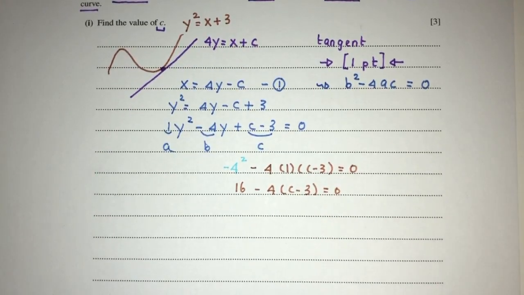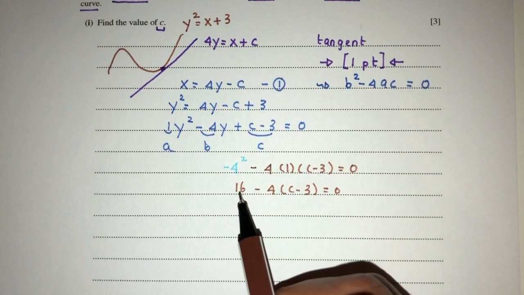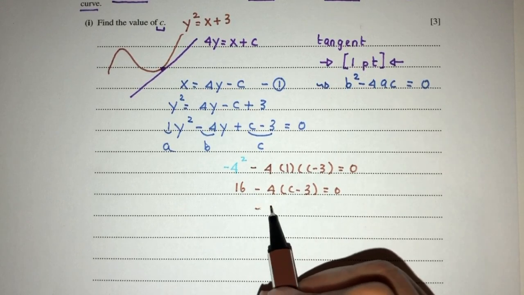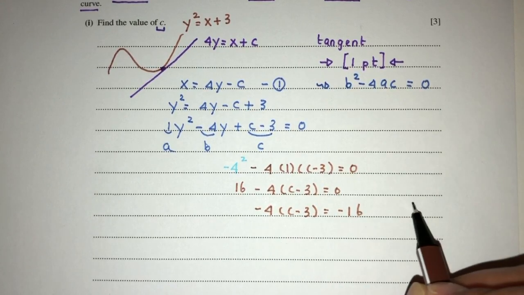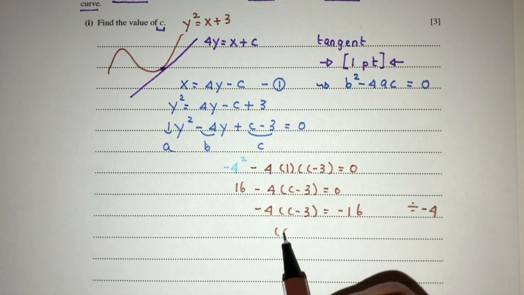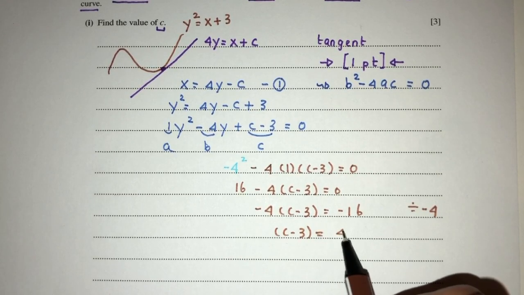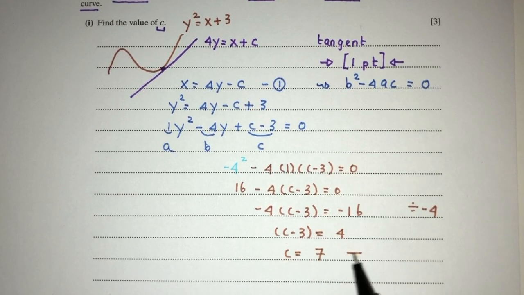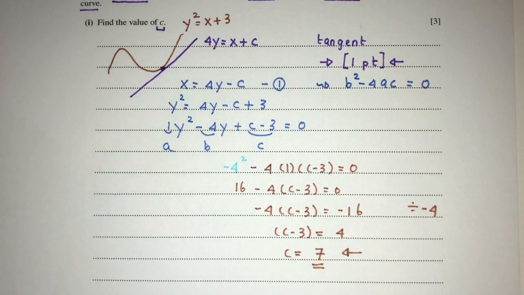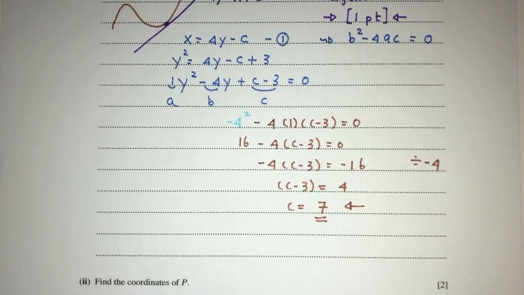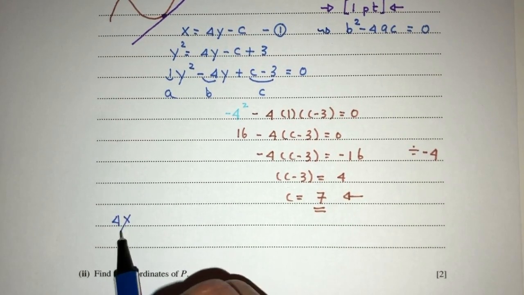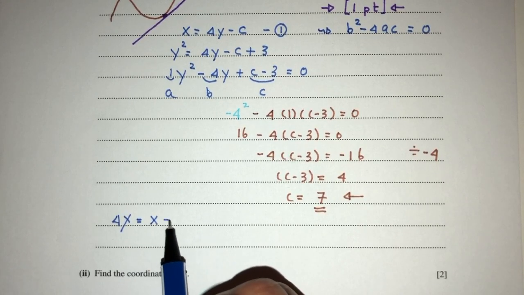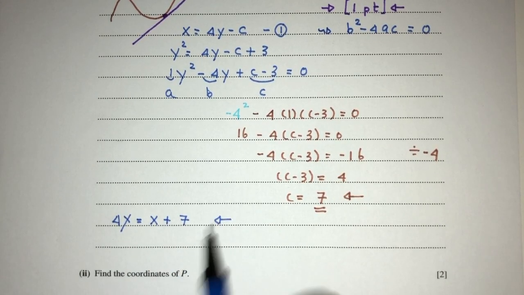Now we have to basically make c the subject of the formula to find the value of c. So step by step, we can send this here. You will have minus 4 times c minus 3 is equal to minus 16. Divide by minus 4 everywhere, you will have c minus 3 is equal to 4. c will be the value of 7. Okay, so this is part 1, where the value of c is 7. Now we know the line has equation 4y equal to x plus 7. That is the equation of the line that we know now.